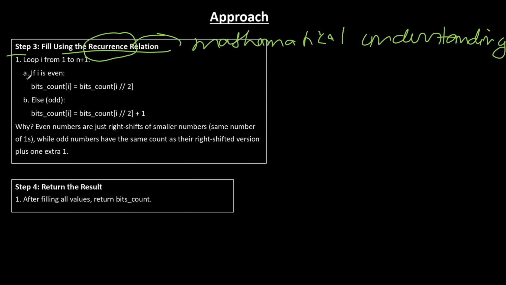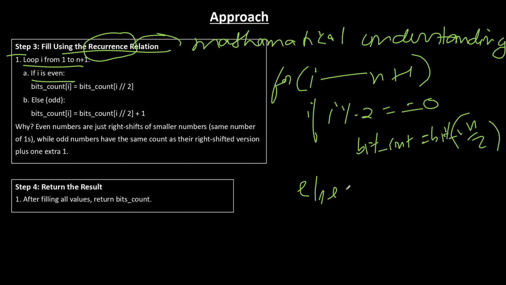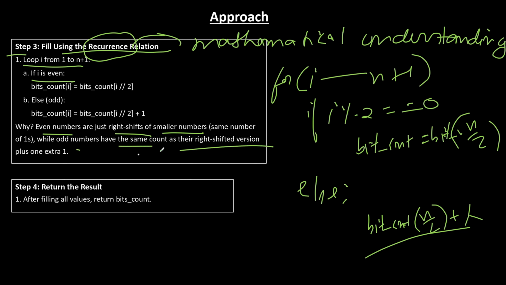Okay. So if you observe here, we run a loop from 1 to n plus 1. If i is even, meaning i mod 2 equals 0, then we store bit count of i as bit count of i divided by 2, right? And else it is odd, right? So we do bit count of i by 2 plus 1, right? We do that. So even numbers are just right shifts of smaller numbers, while odd numbers have the count of the right shifted version plus 1 extra.